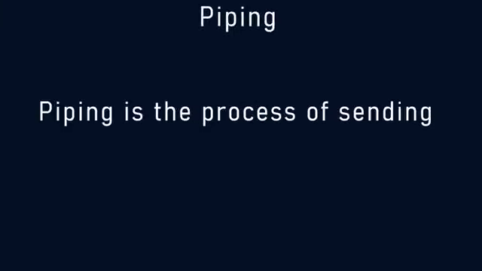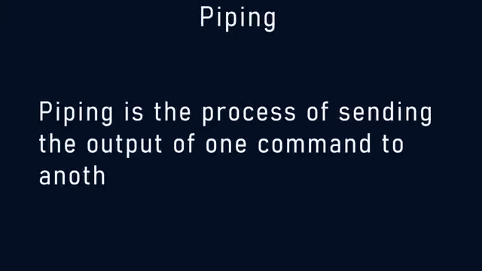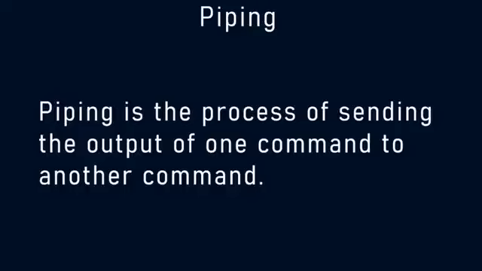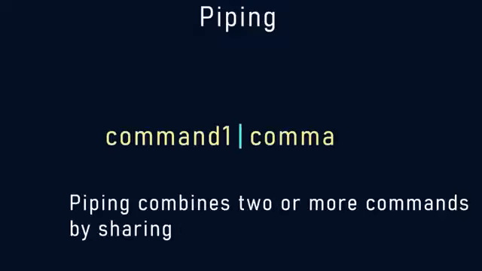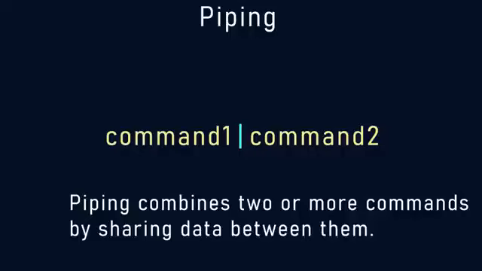In this video we are gonna cover pipes, also known as piping. Piping is an essential part of the Linux command line. So what exactly is piping? In simpler terms, piping is the process of sending the output of one command to another. Piping combines two or more commands by sharing data between them. This is done using the pipe character between the two commands.